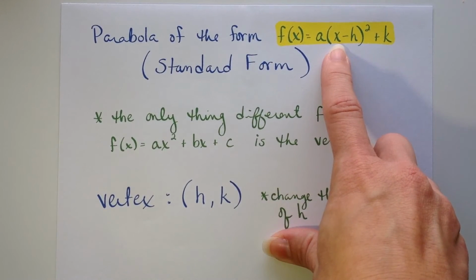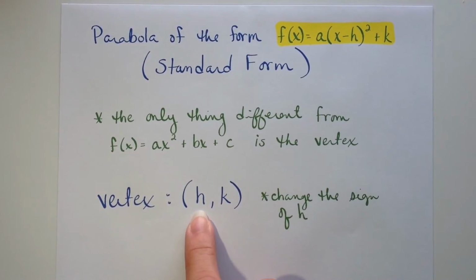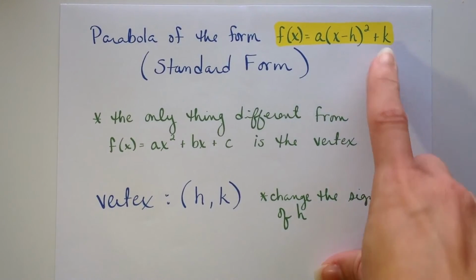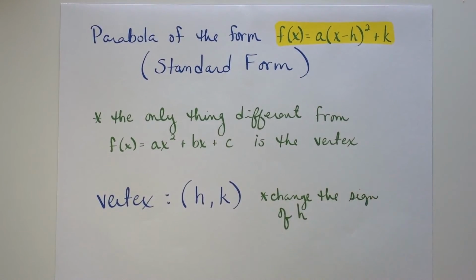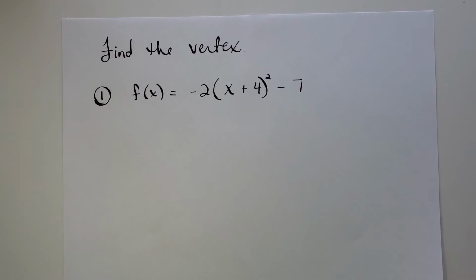If this were x plus 5, and you have a positive 5, then down here you would refer to it as a negative 5. Now that's only going to apply to just the H. You don't change the sign of the K, and that's because you do have a plus sign in front of the K. Alright, so getting started with a couple of examples here. All we're going to do first of all is just find the vertex.